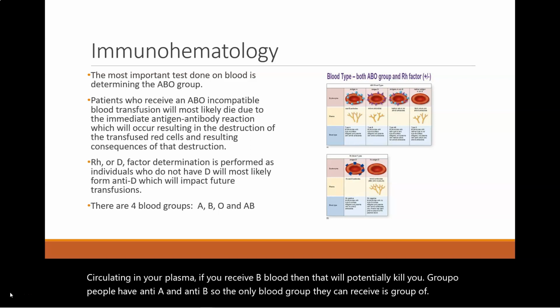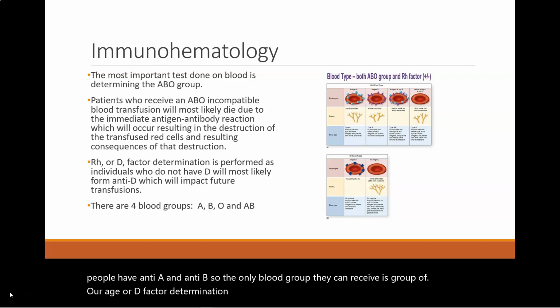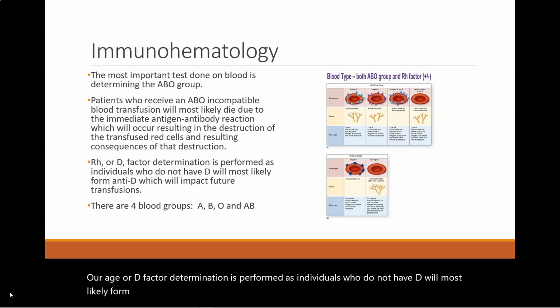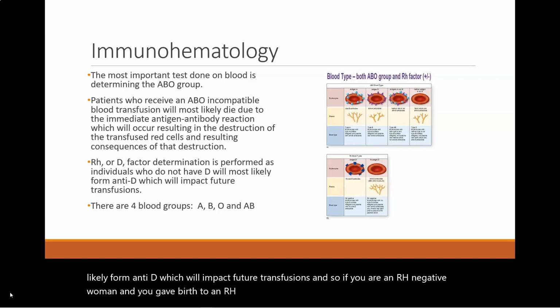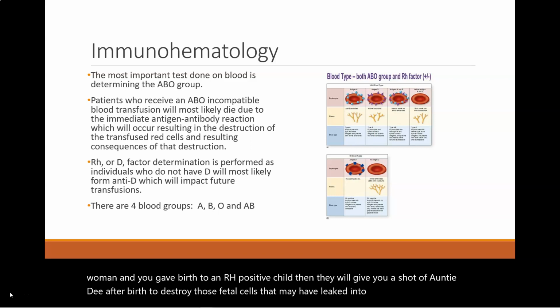RH or D factor determination is performed as individuals who do not have D will most likely form anti-D, which will impact future transfusions. And so if you are an RH negative woman and you gave birth to an RH positive child, then they will give you a shot of anti-D after birth to destroy those fetal cells that may have leaked into your circulation, to prevent you from becoming immunized.